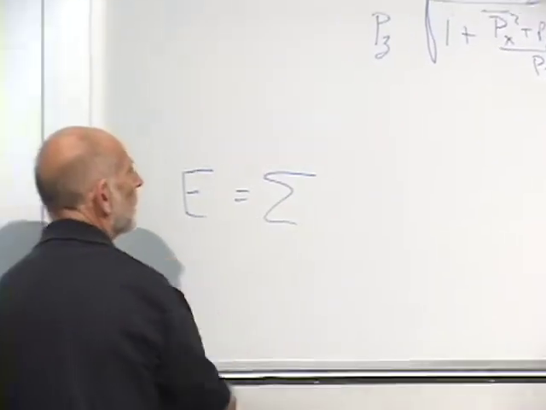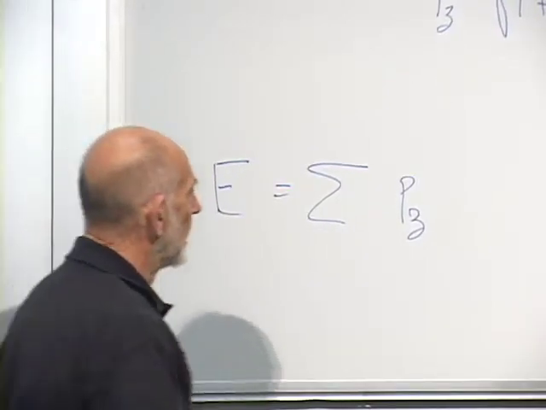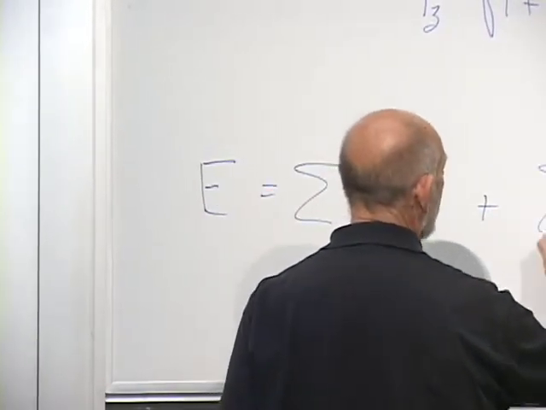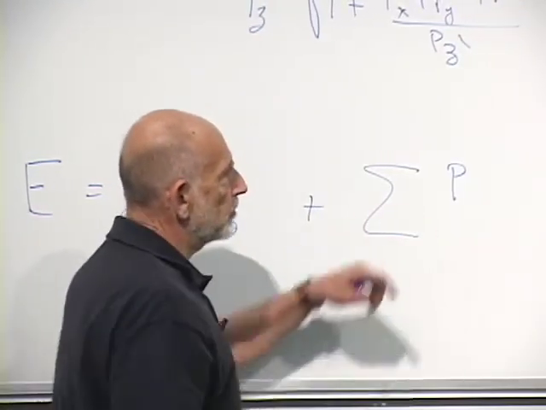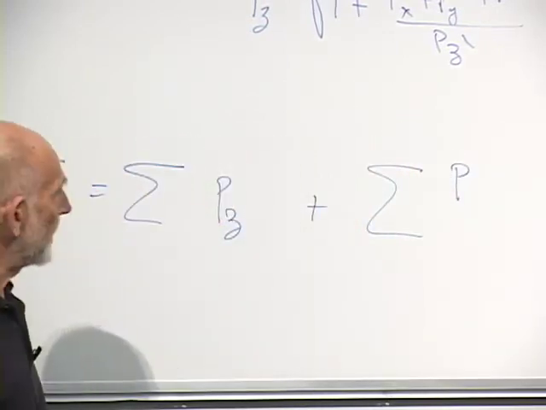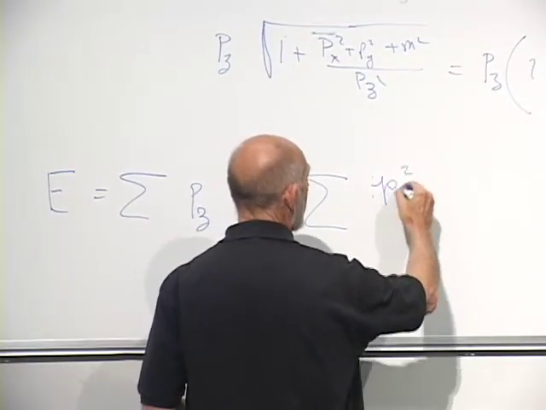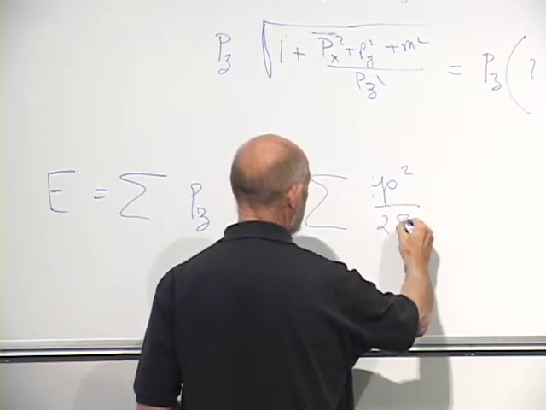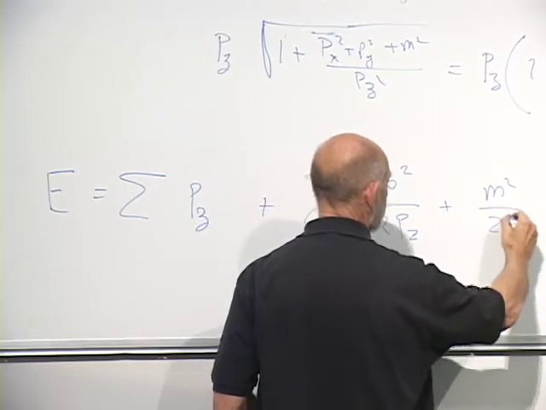Or to summarize it all, the energy is the sum over all the particles of PZ of the ith particle, plus the sum of, let's call it P. P will now stand for PX and PY. Let's use little p. Little p stands for PX and PY. Little p squared over twice big PZ, plus M squared over twice big PZ.